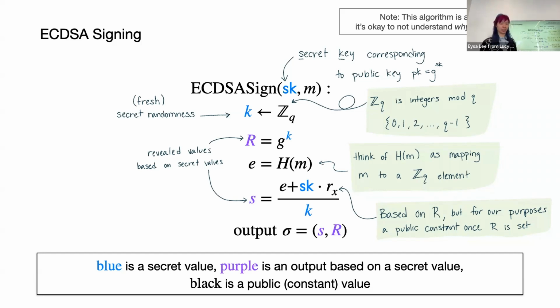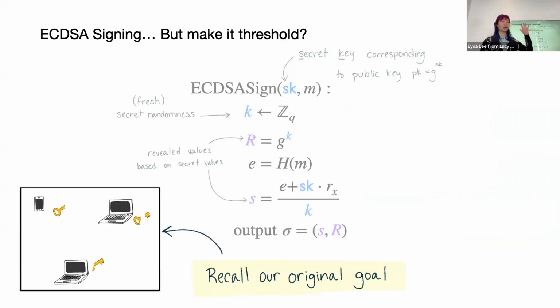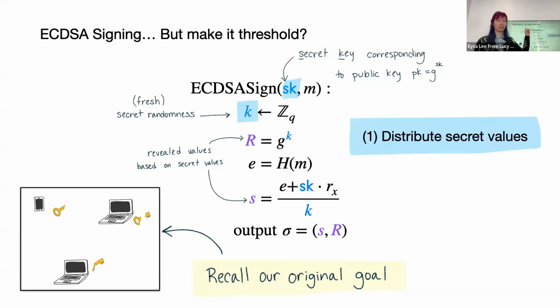Okay, so how do we make this threshold? Well, recall our original goal, which is that we want to distribute this key. We want to make it so that we can do this computation distributed. So that means that the first step that we need to do is take these secret values and distribute them. And this is going to require some more math.